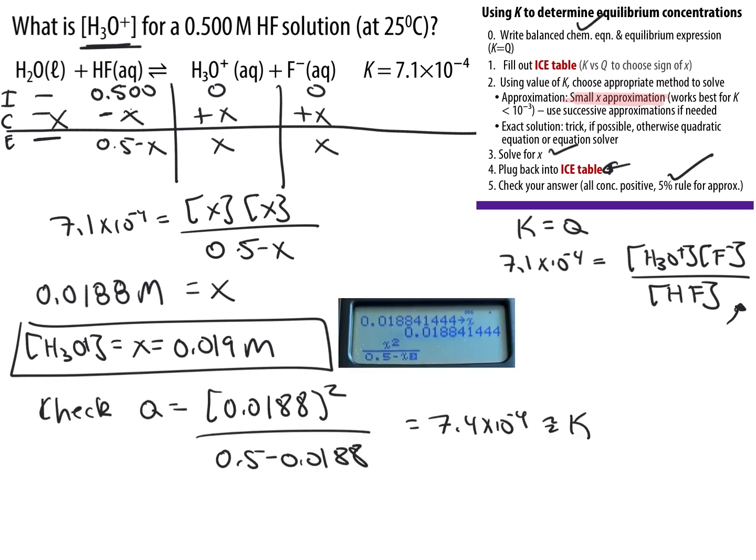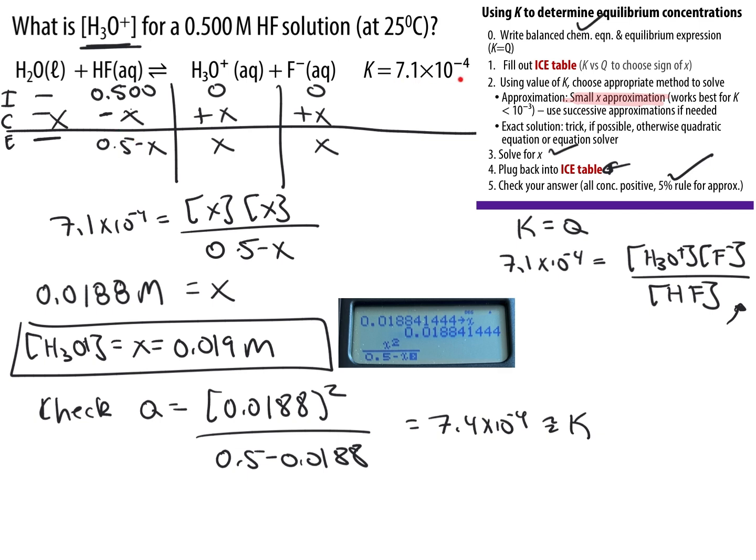So this check shows us that our Q is 7.4 times 10 to the minus 4. Pretty close. Again, we did make this approximation. We're not exactly at 7.1 times 10 to the minus 4, but close enough. And that's just another check that everything has been done properly. We can see here as well that H3O+ and F- are 0.019. So we have a relatively small amount of products compared to our reactants, which is still close to 0.5.